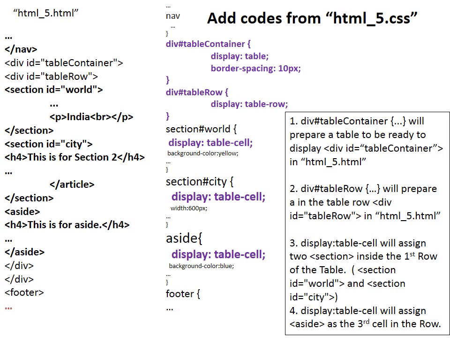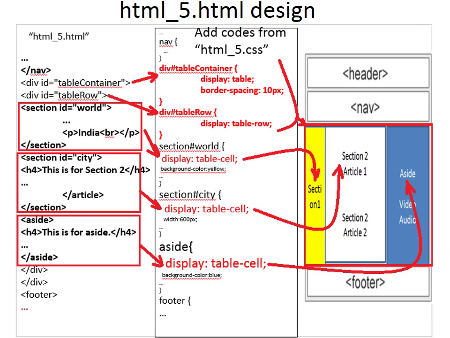Div table row in CSS will prepare a row in the table for div ID table row in HTML5.html. Display table cell in CSS will assign 2 sections inside the row of the table, section ID world and section ID city. Another display table cell in CSS will assign the aside as the third cell in the row. This shows the overall structure.